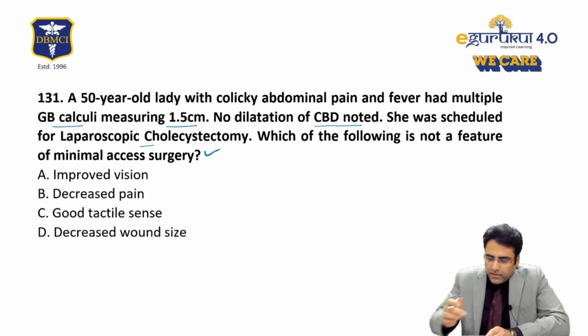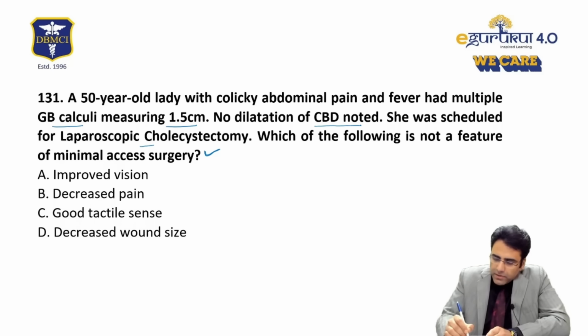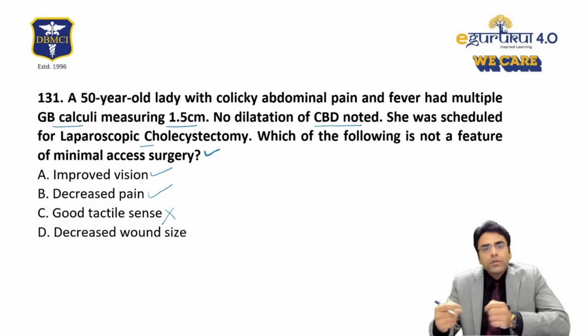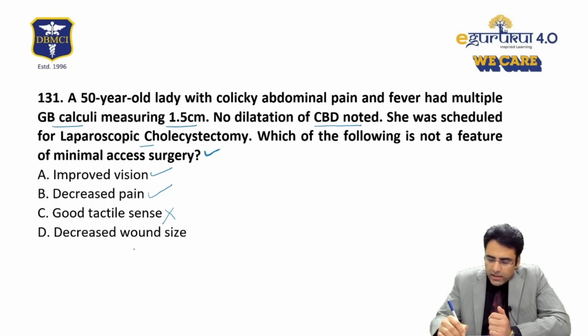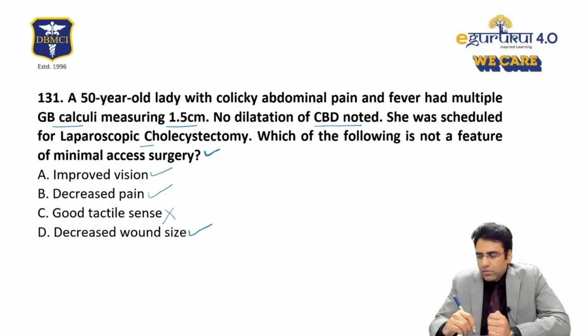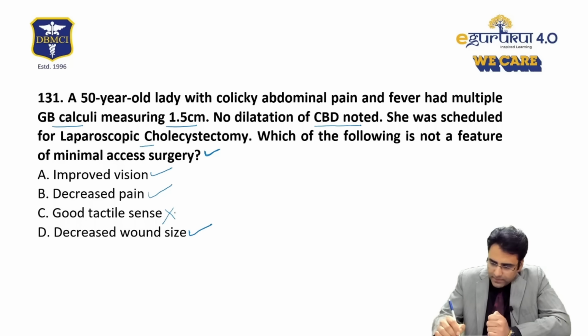Now in this case, if you see the options, in laparoscopic surgeries, improved vision is there, yes. Decreased pain is there, yes. Good tactile sense, no, because we are not directly handling the organs. The organs are being handled with the help of laparoscopic instruments. So the tactile feedback that the surgeon receives is very less. So the tactile sense is not good. Decreased wound size is also true. So which is not a feature of minimal access surgery? The correct answer is option C.